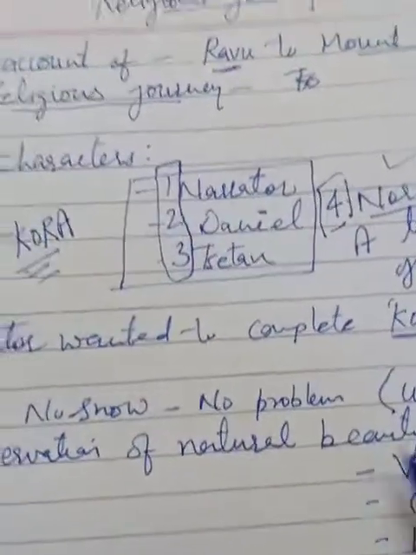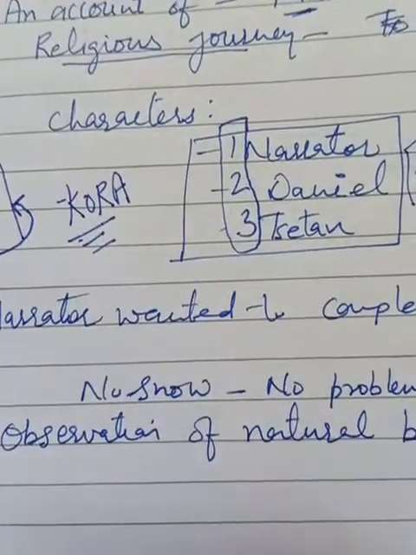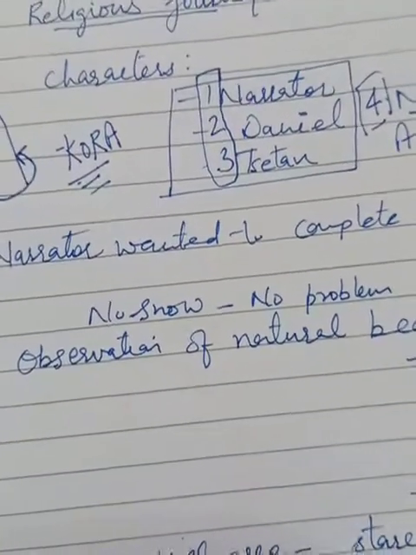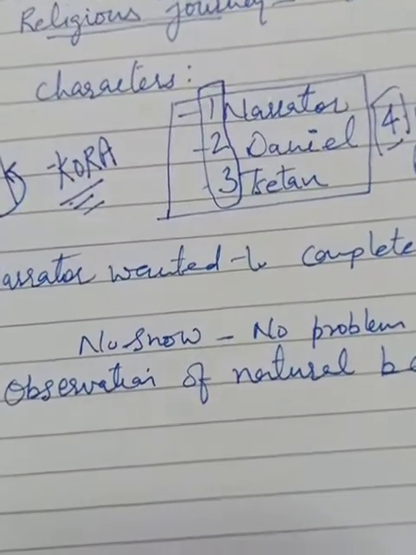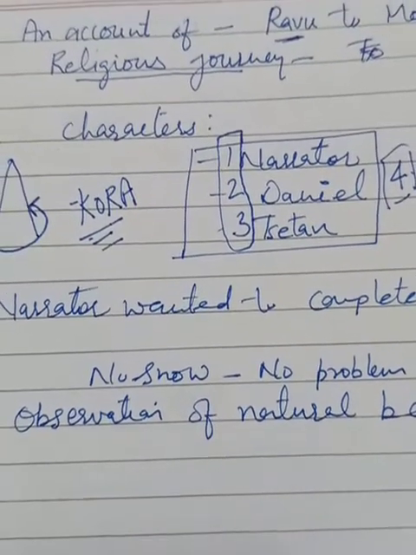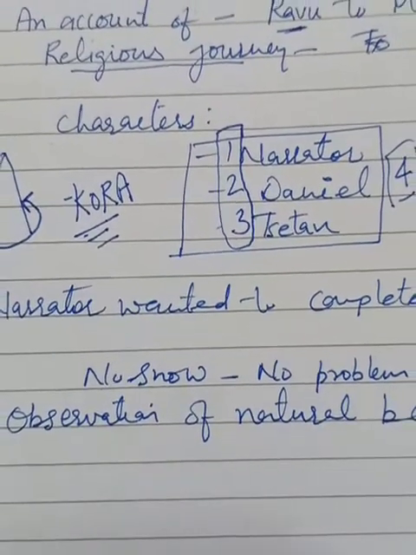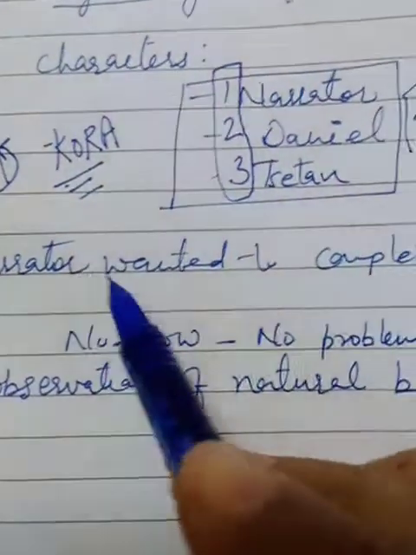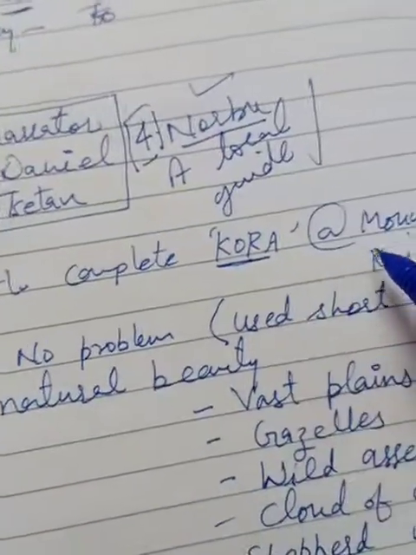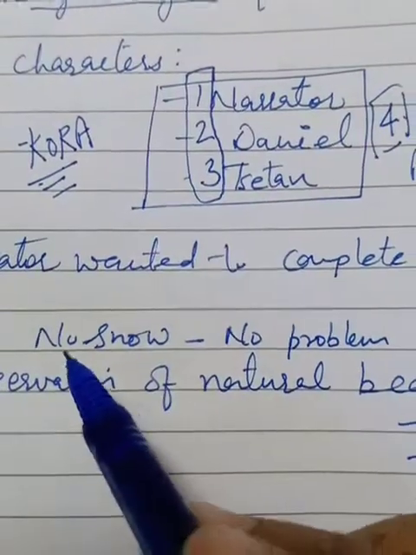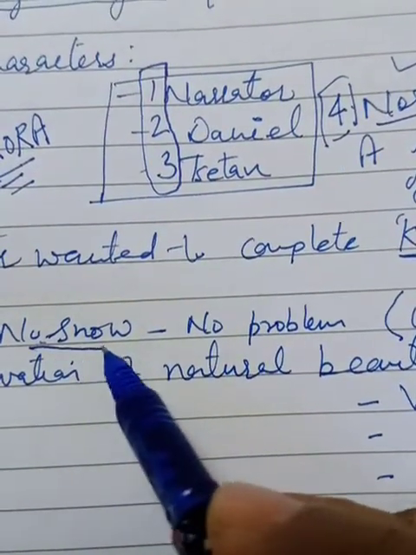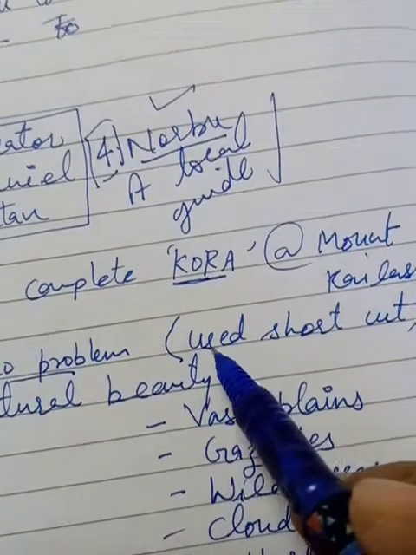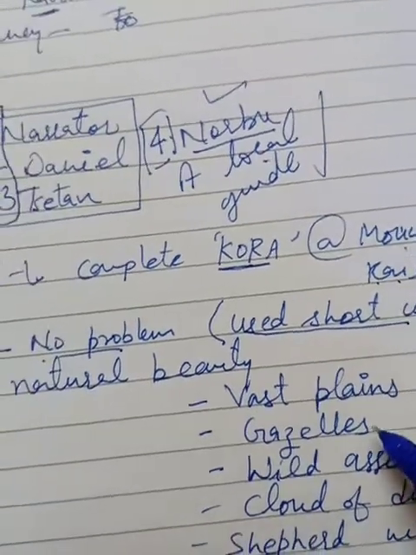Fine. So we know very well that at Mount Kailash, snow is a very common thing. The roads get blocked because of ice and snow. Got it? The temperature is always near about zero or even below zero. So the narrator started to complete his Kora at Mount Kailash. No snow, no problem. It means he thought that if there was no snow, there would be no problem. And he used shortcuts to reach Mount Kailash.